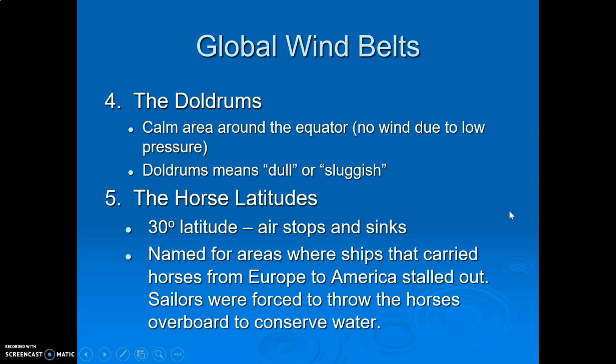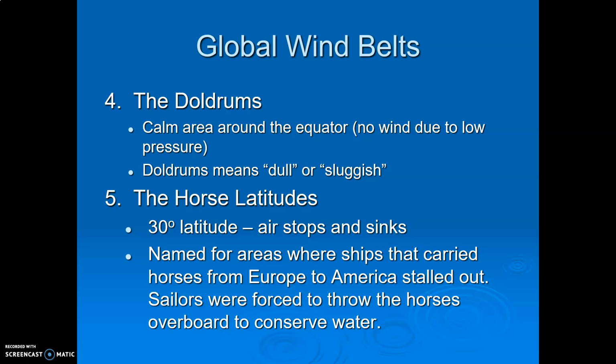The doldrums are an area that's calm, found around the equator. It's calm because there's no wind there, due to a low pressure area. Doldrums actually means dull or sluggish. So the ships that were caught in this area were often considered to be dull or sluggish in their motion, and that's because of that low pressure, meaning no wind.